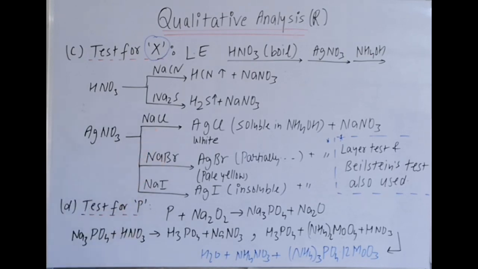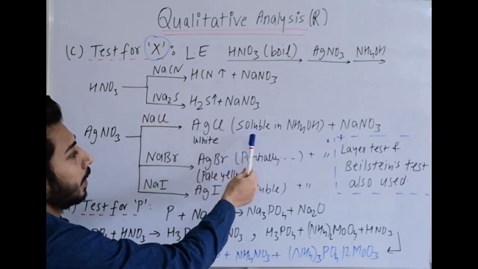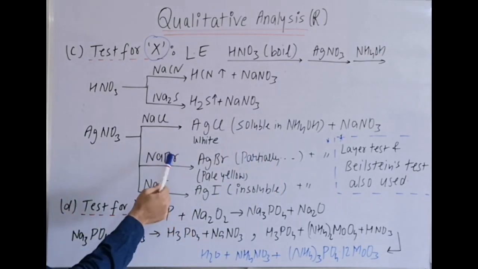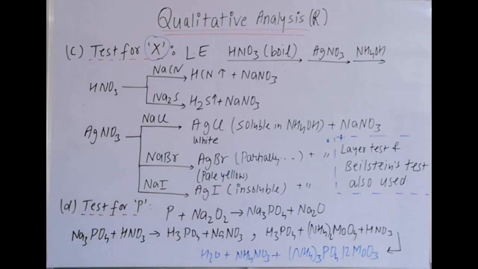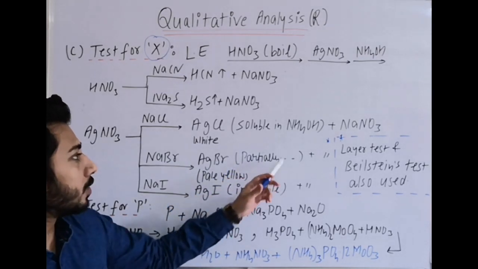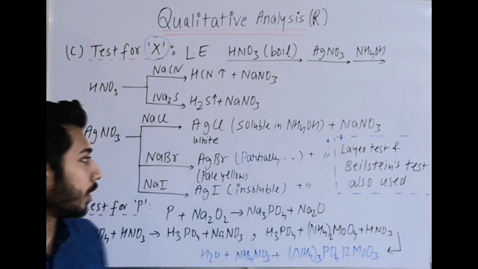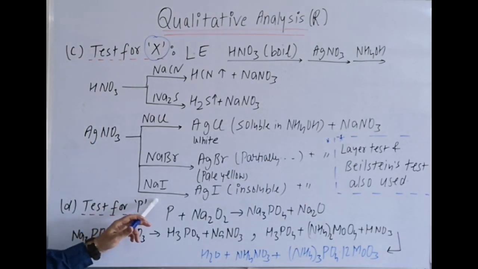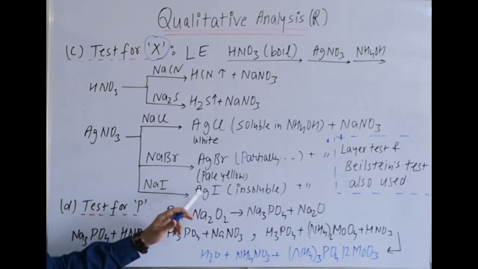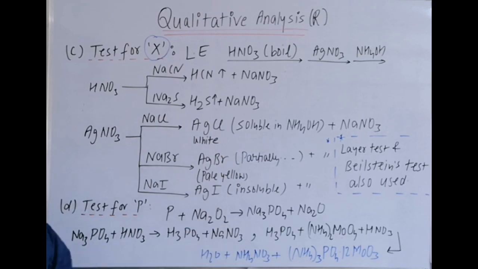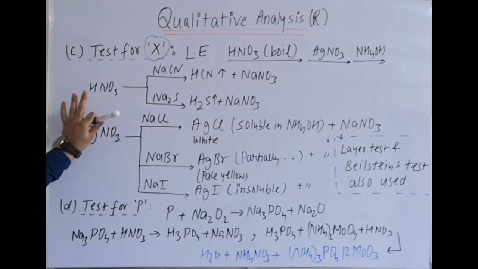If NaCl is present, then AgCl white precipitate forms, and this precipitate is soluble in ammonium hydroxide solution. If NaBr is there, AgBr pale yellow precipitate is formed, and this is partially soluble in ammonium hydroxide, and the byproduct is the same, NaNO3. If NaI is present, then it will form a dark yellow precipitate, and this is insoluble in ammonium hydroxide solution. Okay, so this is the test given in NCERT.